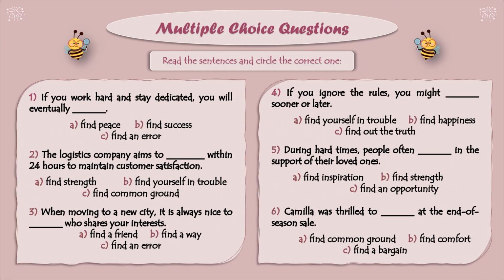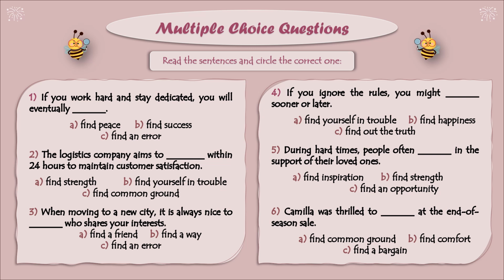Multiple choice questions. Read the sentences and circle the correct one. 1. If you work hard and stay dedicated, you will eventually blank. A. Find peace. B. Find success. C. Find an error. 2. The 2 opposing parties were able to blank and reach an agreement. A. Find strength. B. Find yourself in trouble. C. Find common ground.